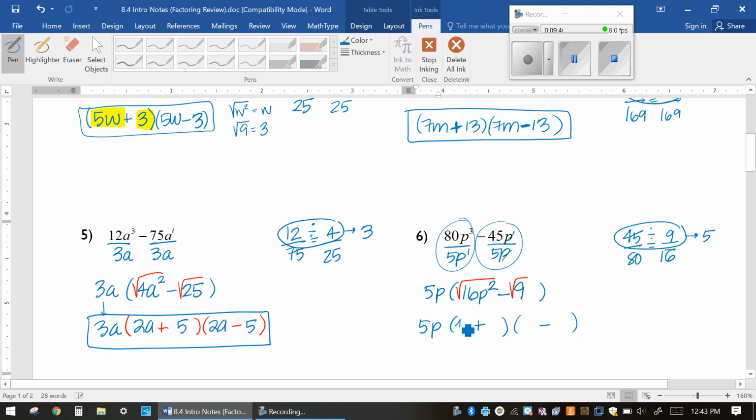Square root of 16p squared is 4p. Put it in both binomials. Square root of 9 is 3. And make sure you have 1 plus, 1 minus. And don't forget to bring down the GCF that you took at the beginning.